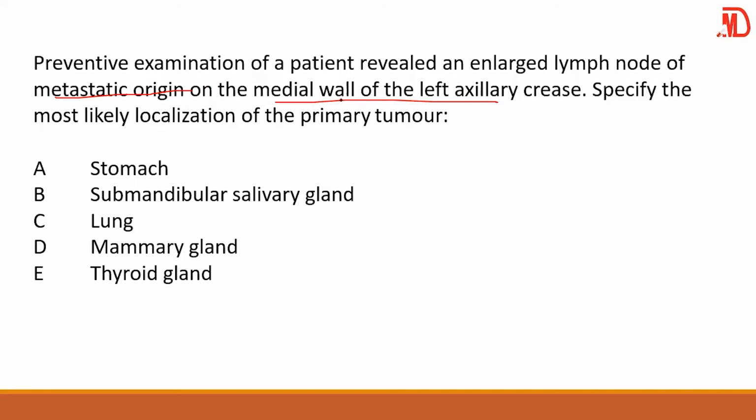Now, the ladies can know this better because they have breasts anyways. Guys don't have breasts. Ladies have breasts. So usually when you have a breast cancer, easily it can move to what? Your axillary or your armpit area. So that's what they're talking about. So the medial aspect of the axillary crease. So over here you are thinking of the origin coming from the breast. So over here you're looking at the breast cancer or the mammary gland. So your answer is D, mammary gland.